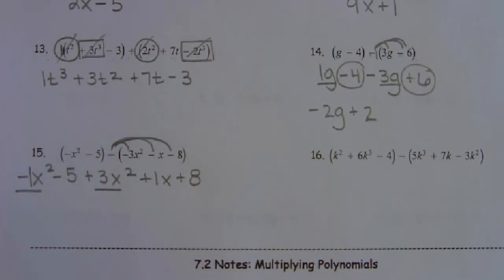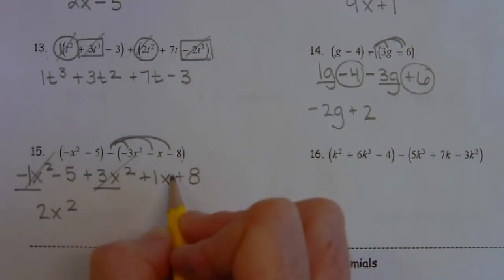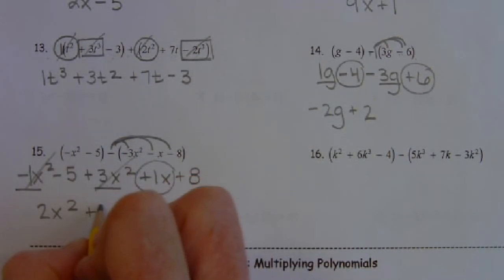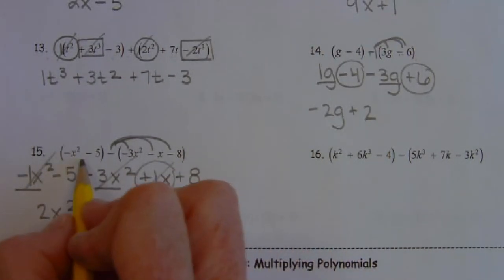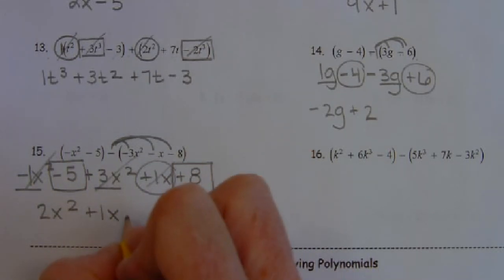I'm going to start with my squareds. Negative 1 plus 3 is 2x squared. There's nothing to put with that 1x, so I'm just going to write it down. And then my last step would be to combine my two numbers at the end. Negative 5 plus 8 is a positive 3.